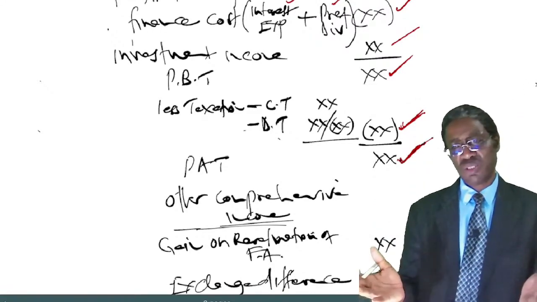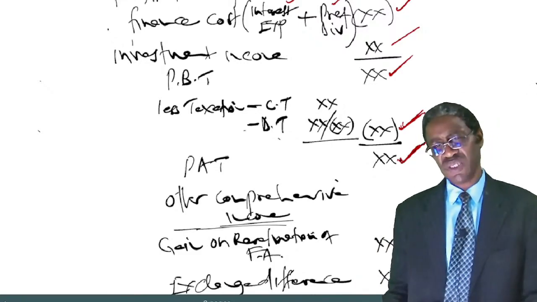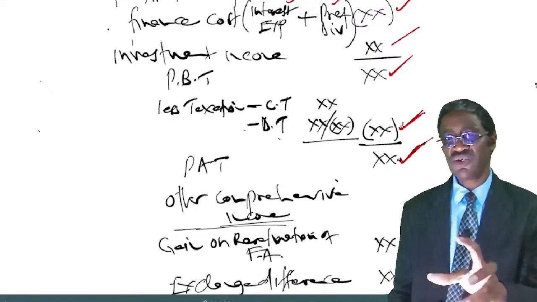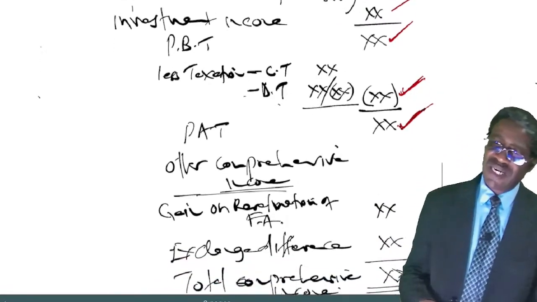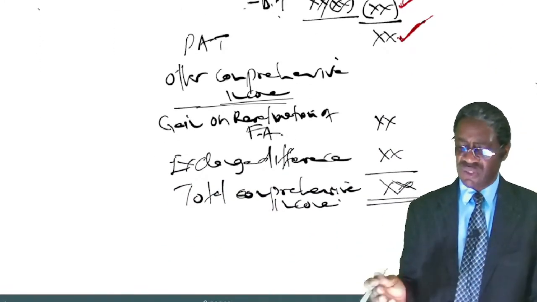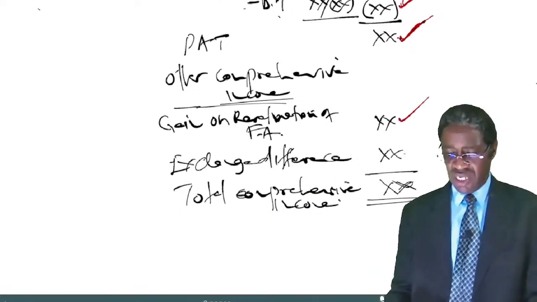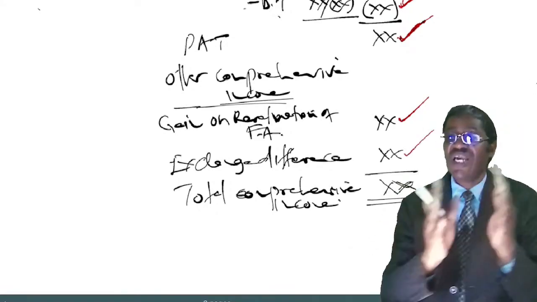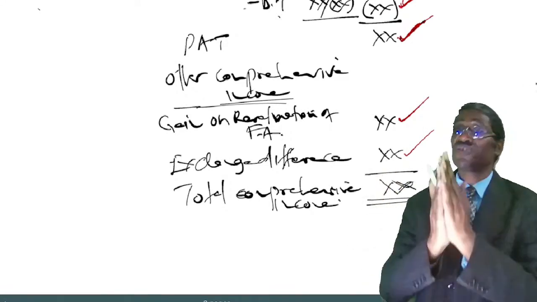Then I've told you, if the question says prepare an income statement, you stop at that point. If the question tells you to prepare a statement of comprehensive income, then you come and find out from the question what the other comprehensive incomes are. I've given examples like gain or loss on revaluation of fixed assets, and any exchange difference on translation of foreign currency transactions.